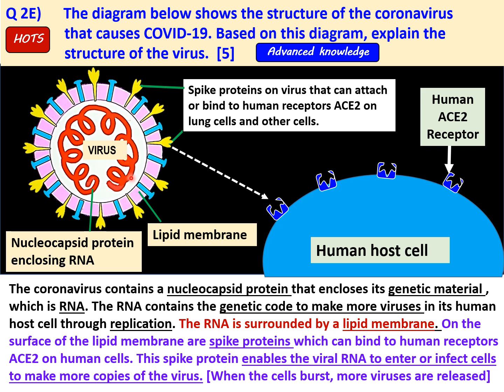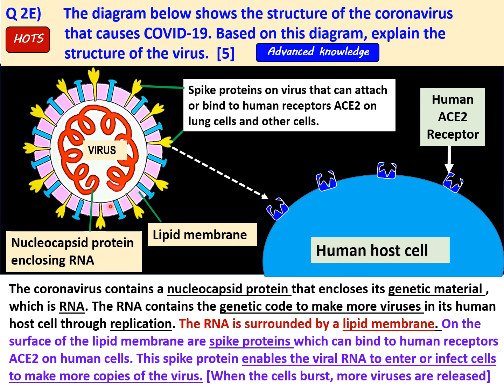So let's see what the labels say here. So here you see the virus, all right, and this is the human host cell. So in the virus, you can see a nucleocapsid protein that encloses the genetic material called RNA. So this virus contains RNA, whereas some other viruses may have DNA instead. Okay, either DNA or RNA. In this case, the coronavirus contains RNA. The RNA is its genetic material.